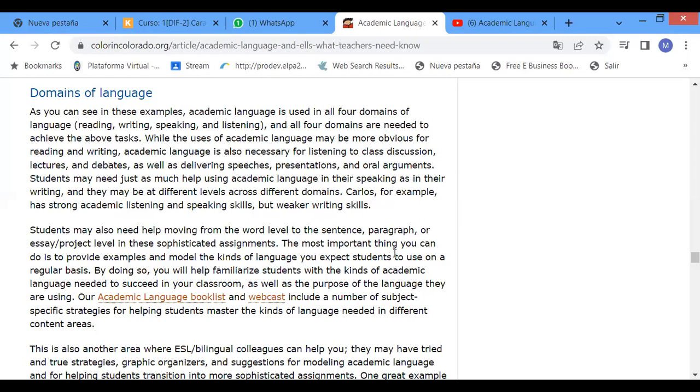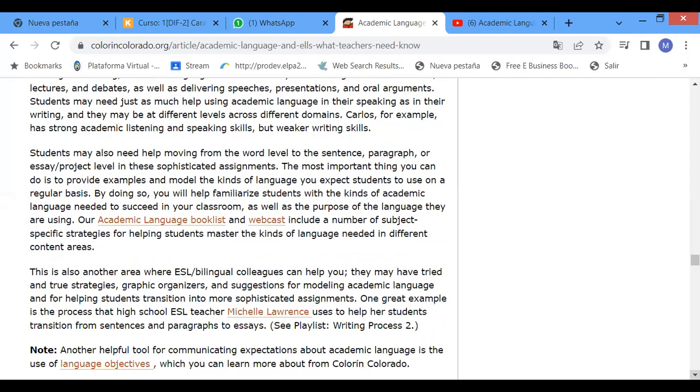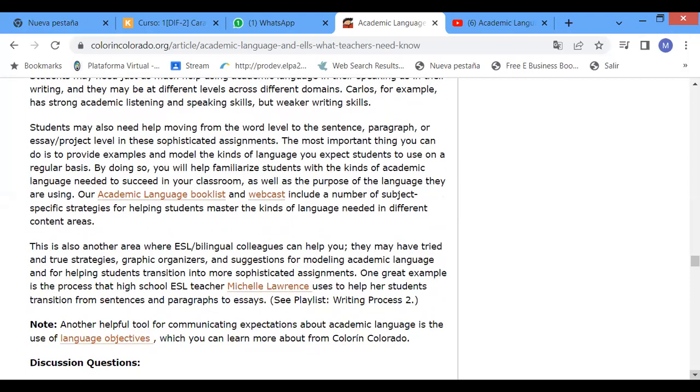Yes, she agrees, and she said also that you need to practice every day. Yes, that's it. And she said the most important thing that you can do is to provide examples and model the kind of language you expect students to use on a regular basis. By doing so, you will help familiarize students with the kinds of academic language needed for succeeding in your classroom.